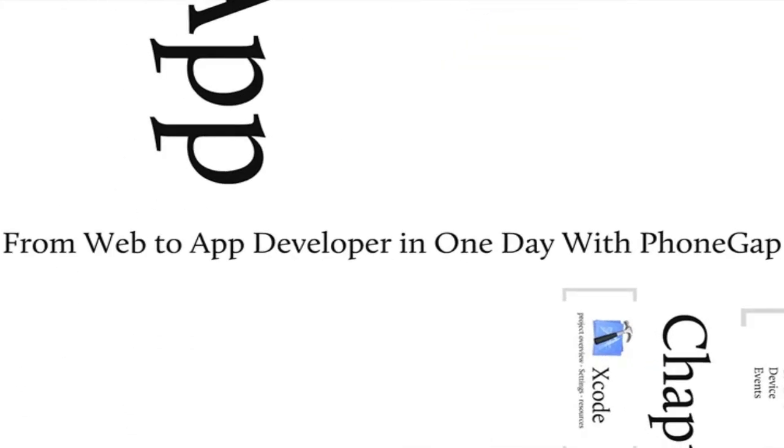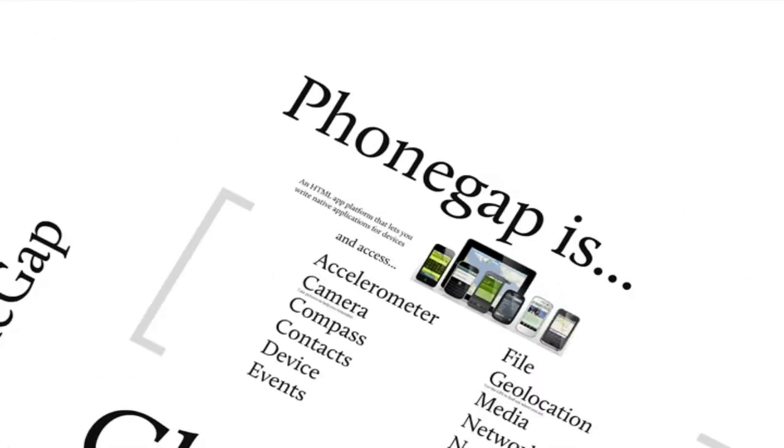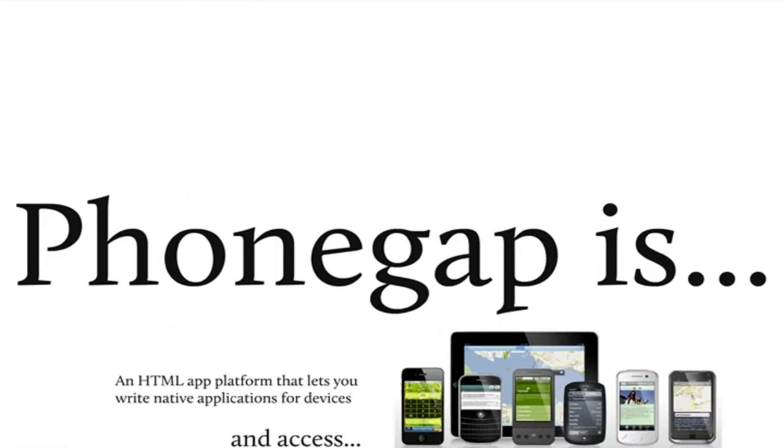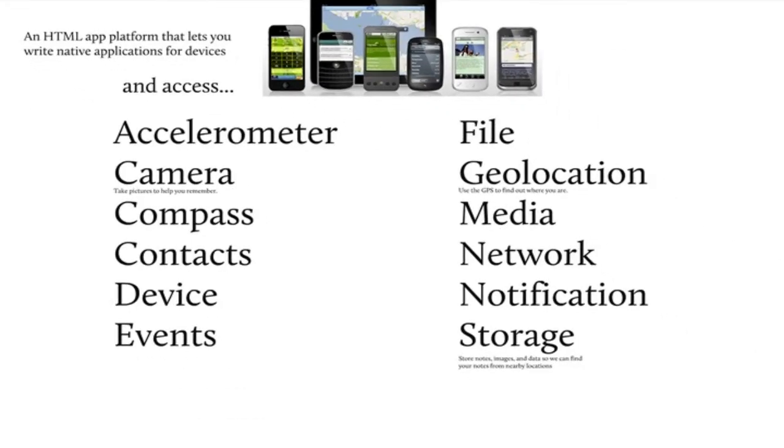You're going to use the existing skills you have as a web developer to do this thanks to a platform called Phonegap. Phonegap is an HTML app platform that lets you write native apps for devices. It does this by creating project templates for these devices that wrap the browser control on the device. The wrapper then exposes native functionality to the browser that lets you access a wide range of the most popular native functionality on devices ranging from Palms and Androids to iPhones.